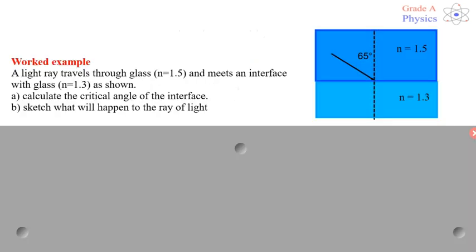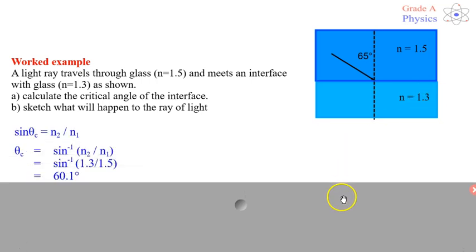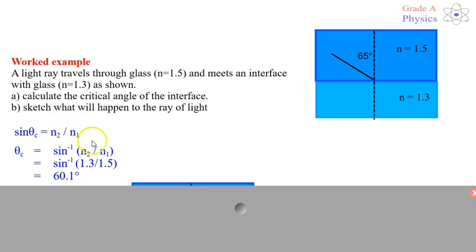Right, so let's have a look at a worked example. We've got an angle of incidence of 65 degrees. We have two materials: the first has a refractive index of 1.5, and the second 1.3. If we were asked to work out the critical angle, we could just use our new expression. It's the ratio of n2 to n1. It's really important to realize that n1 is the first material, so that's 1.5, and n2 is the second material, which is 1.3. Then sine to the minus 1 will give us 60.1 degrees.